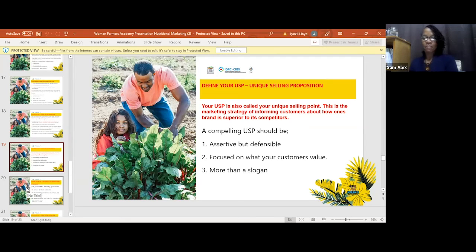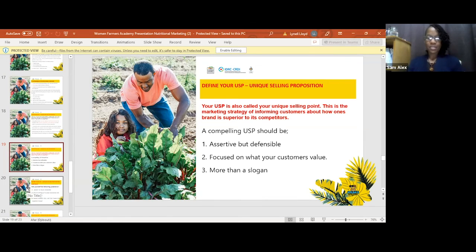So a compelling unique selling proposition must be assertable, but it must also be defensible, and I will explain. Now, I know some of you may be saying, but isn't a unique selling proposition the same as a value proposition? Not at all. A unique selling proposition situates your business in relation to its competitors. A value proposition focuses more on how your customers' lives are improved by working with your business. So that's the difference, okay?